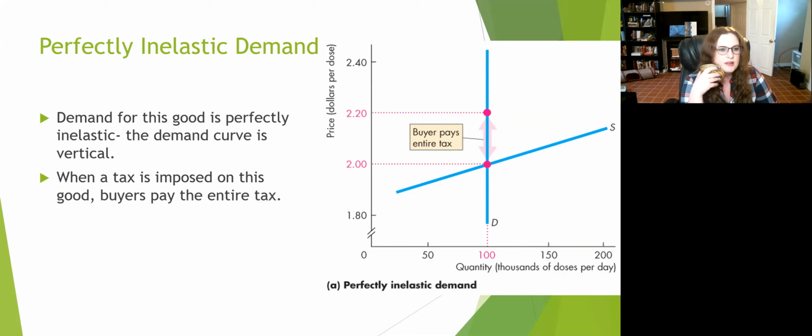Well, that means that me as the buyer, I'm going to pay the entire tax, right? If this supply line shifts upwards, well, we're at the same quantity. I'm just going to take the entire tax. If we put it on the buyer, well, it just raises where we are on this line. I'm going to pay the entire tax.